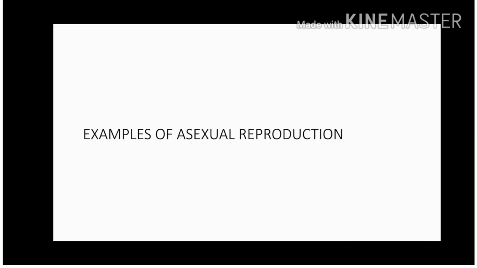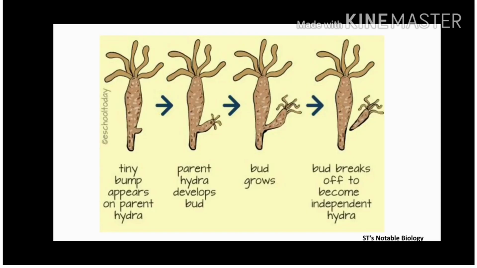Let's see the examples of asexual reproduction. As we know, there is only the involvement of a single parent and there is no necessity of formation of male and female gametes. See, this is a picture of a hydra. Hydra is actually an aquatic organism. Aquatic means water; aquatic plants means the plants which grow in water.